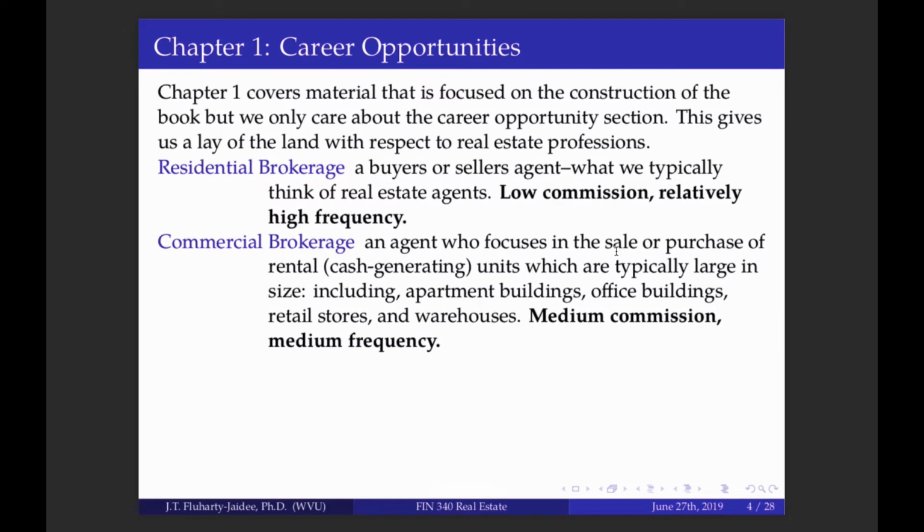Commercial brokerage is more interesting in my opinion because that is where you get into the sale and purchase of apartment buildings and office buildings, retail stores, warehouses, malls, etc. The commercial brokerage has a great deal more commission. I labeled it medium commission because there's another one that is a higher commission. But medium commission means tens of thousands of dollars, if not in the six figures, for the purchase of the property.